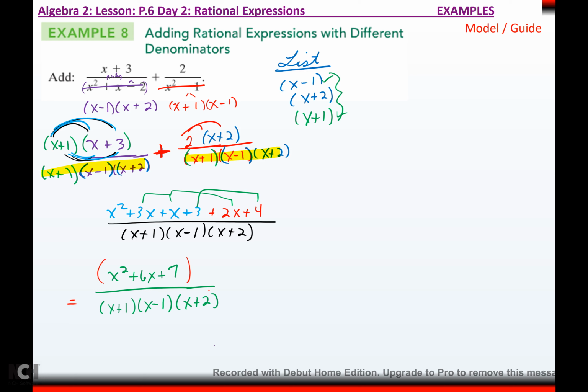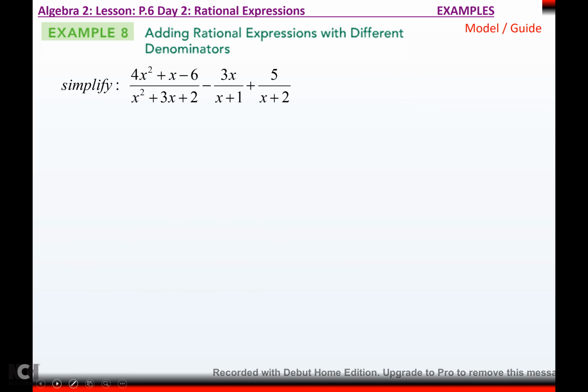So if I try and find factors of 7 that make 6, factors of 7 are 1 and 7, which will make 6 if I subtract. However, C says I have to add. And there's no way I can add a 1 and a 7 and get 6. So I can't factor, which means I am done. Okay?